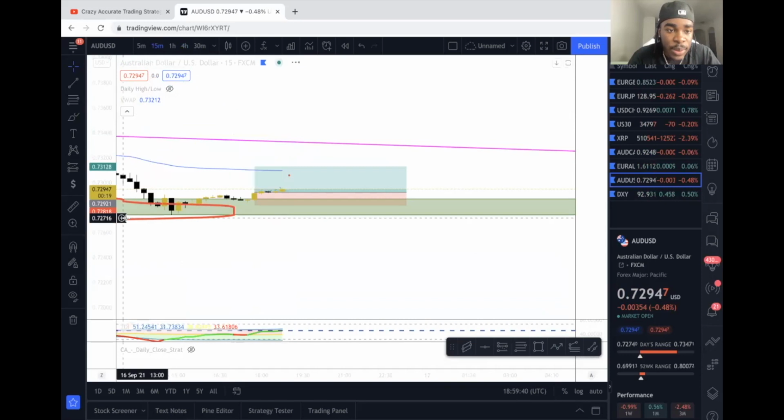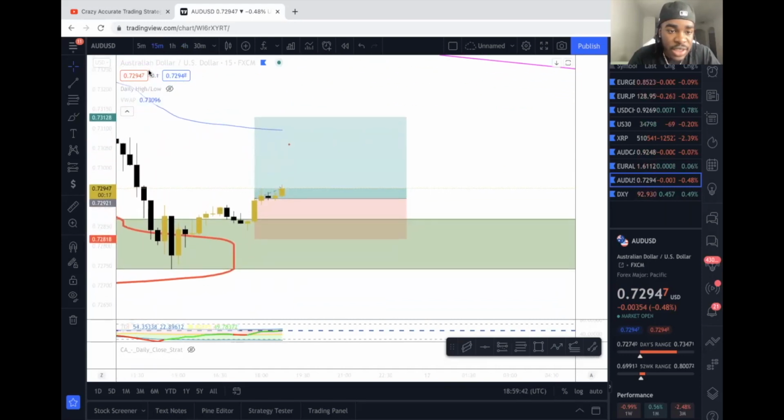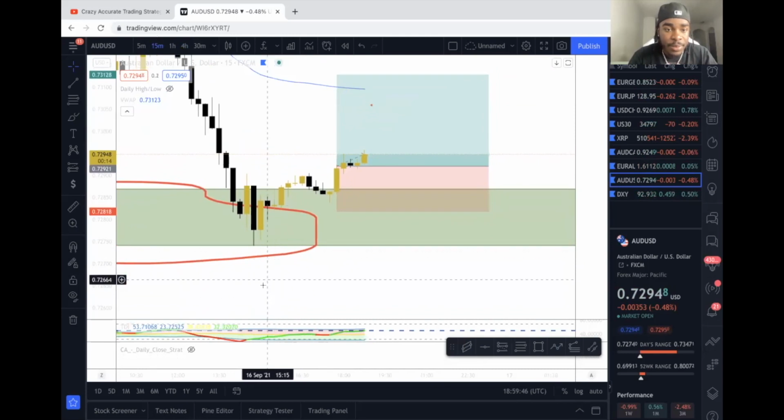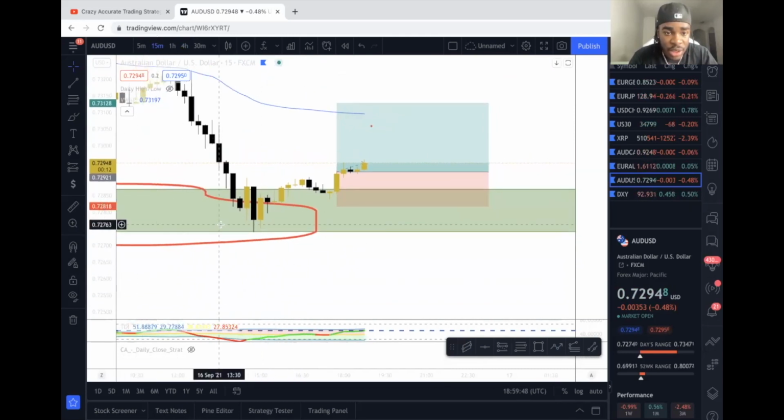So that's why I started to look for this trade on the 15-minute. Then I looked on the 15-minute and I seen, okay, now the price action is really looking sweet. Looks like we're on to the upside now.